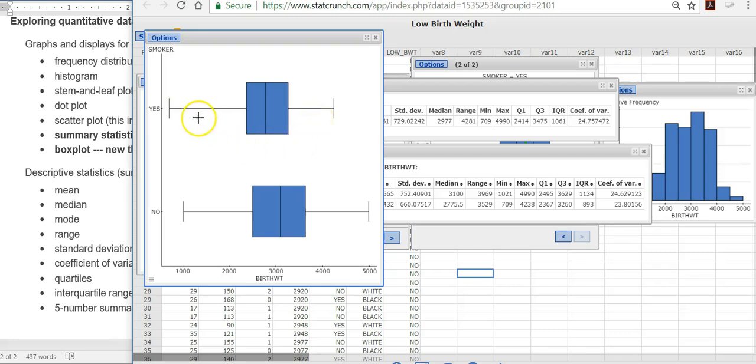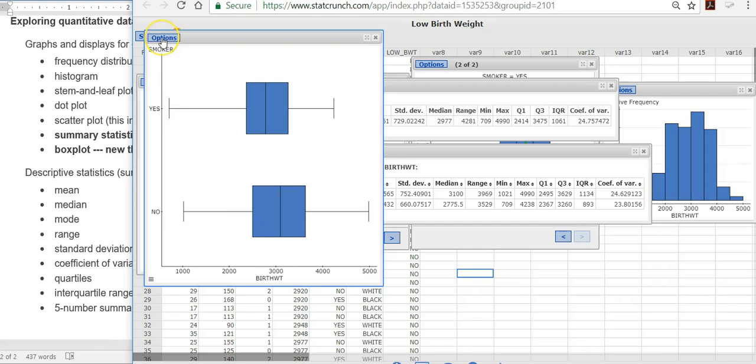So this tells us that we don't have nearly as symmetric a distribution for the smokers as we do for the non-smokers. But this also points out the difference in the medians. Here's the median for the non-smokers, here's the median for the smokers.